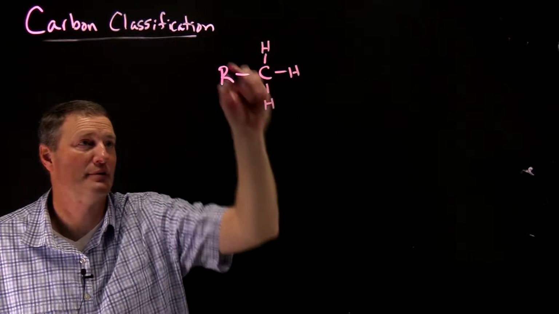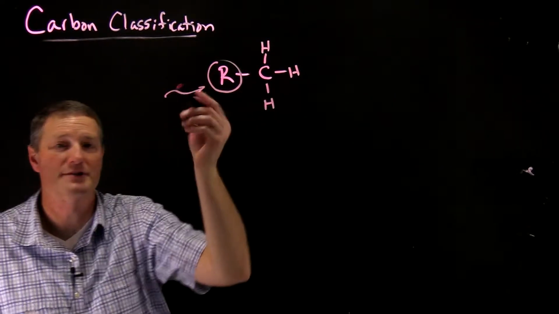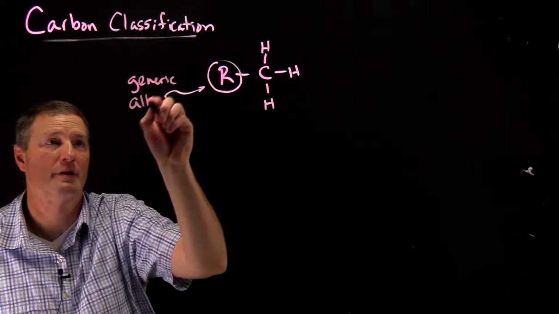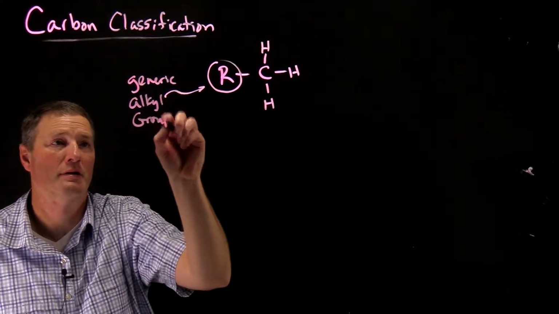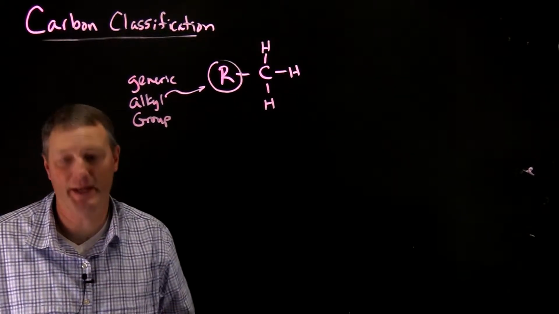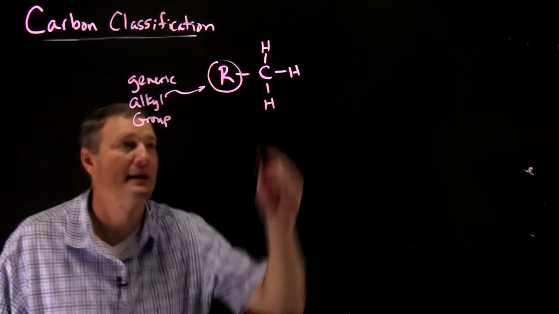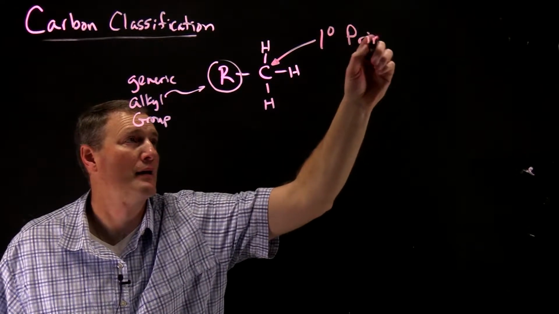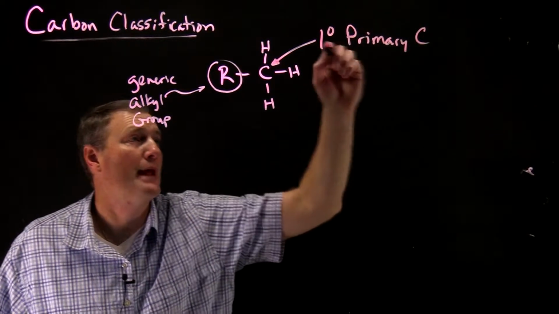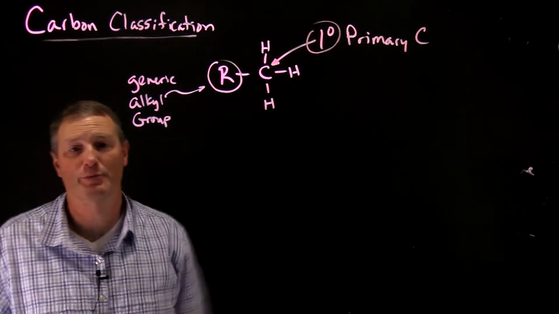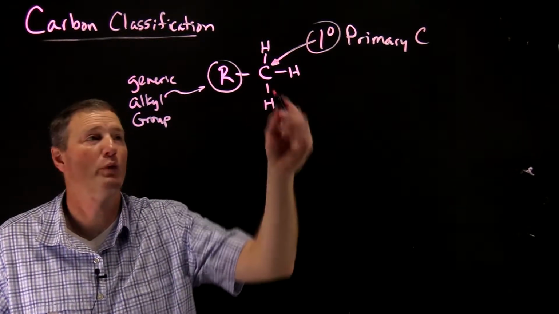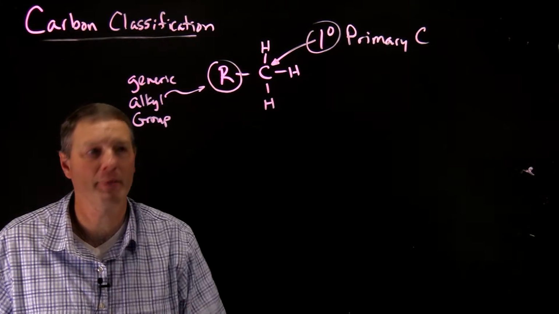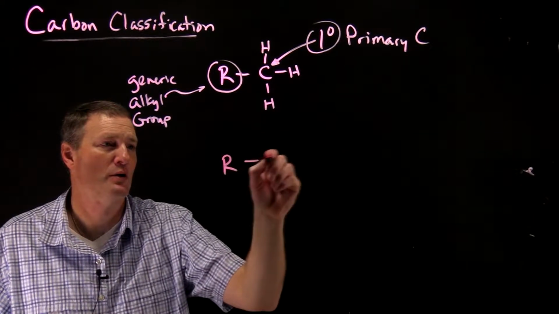And in the first example, our R group here is just a generic alkyl group. So an alkyl group is some carbon-based substituent. So if I were to now classify this carbon, it's classified as a primary carbon. And we often write that as a 1 superscript 0. Why is it primary? Well, if we look at this carbon, it only has one other carbon group attached to it.